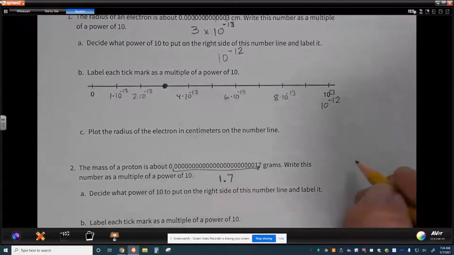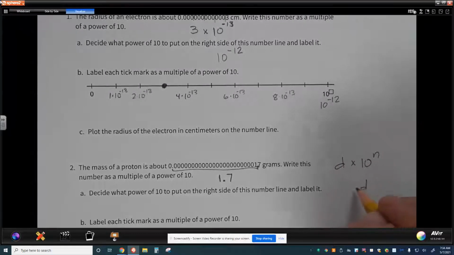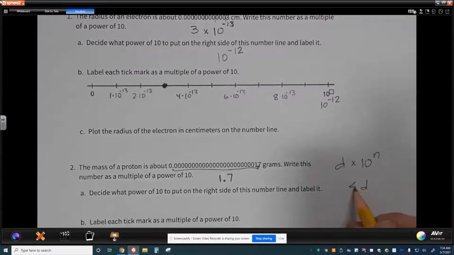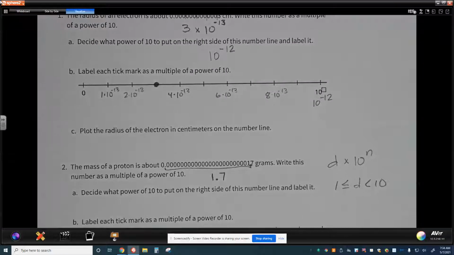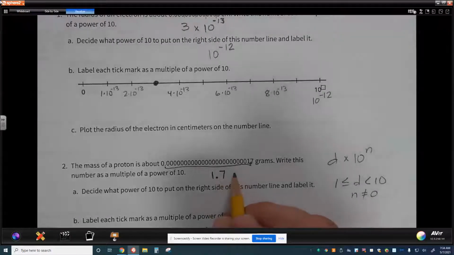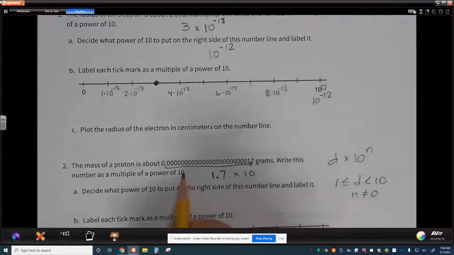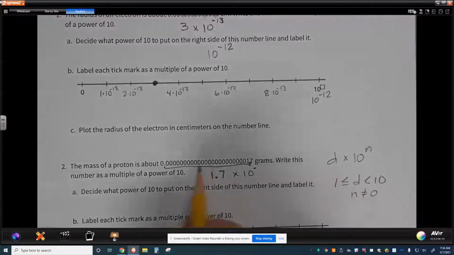Scientific notation states that when we take a value, we have d times 10 to the nth power, where d, the finite decimal, has to be greater than or equal to 1 and less than 10. That's the rule that follows. N could be any number, any digit except for 0, where n does not equal 0. So now what we're doing here is we're multiplying by 10, remembering that this is a value less than 1, so we have negative exponents here.